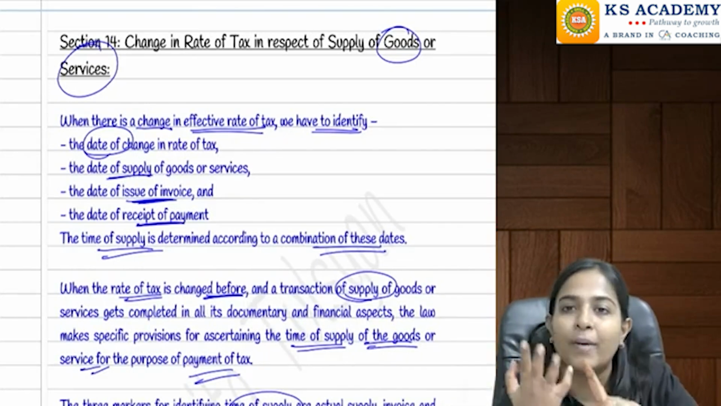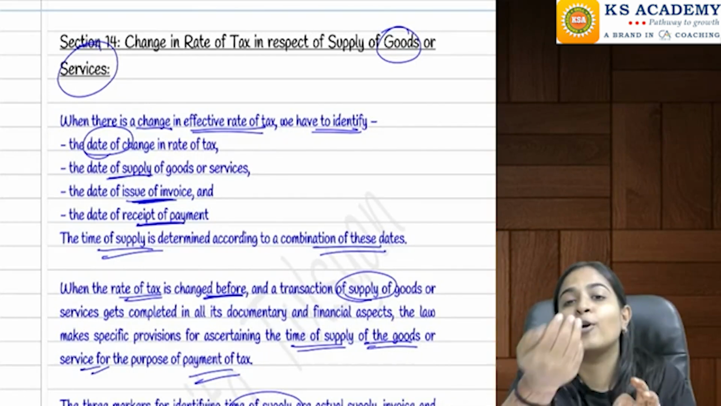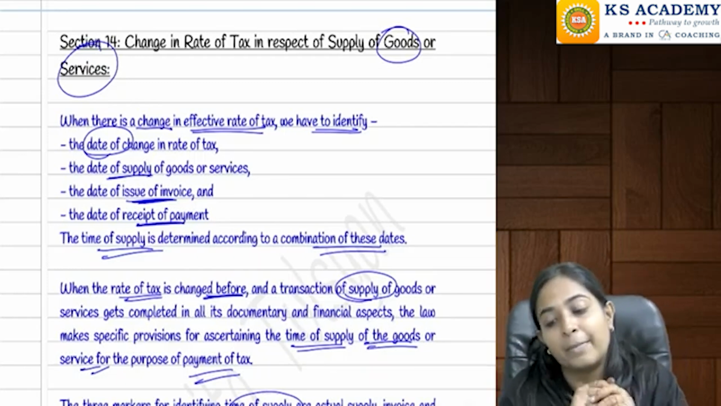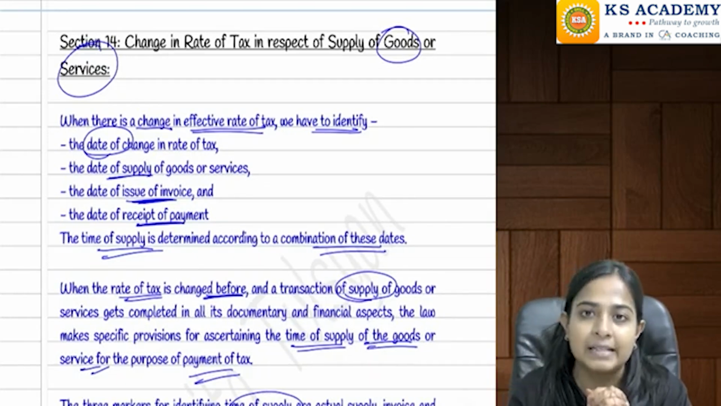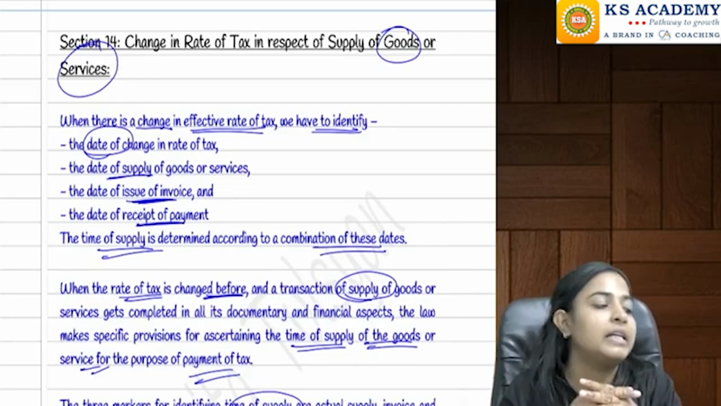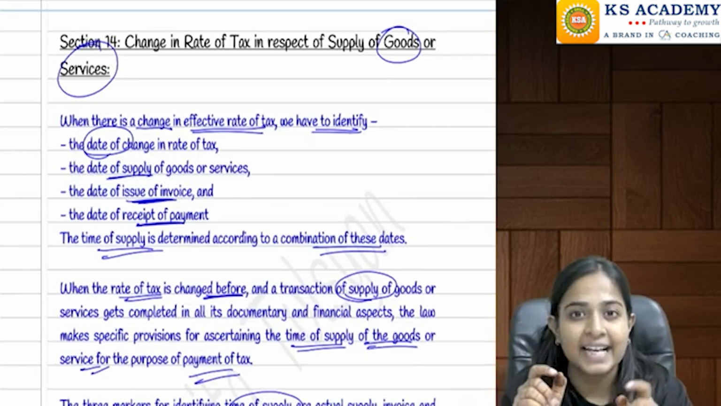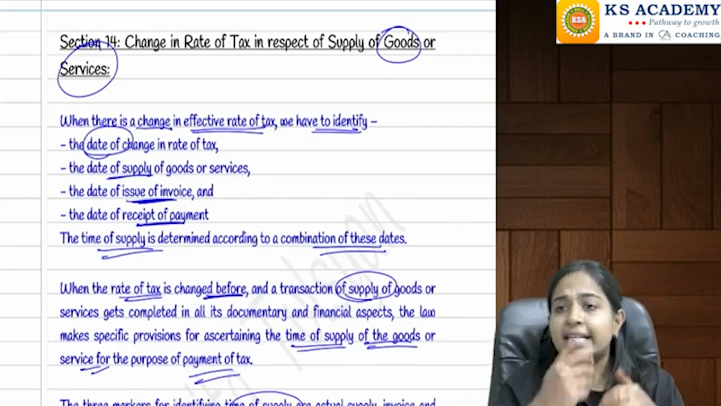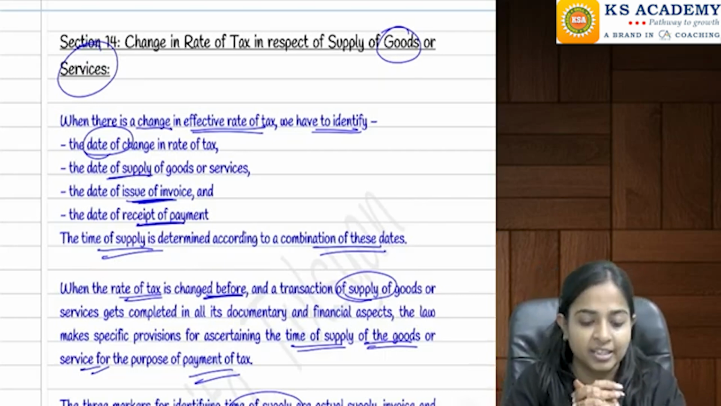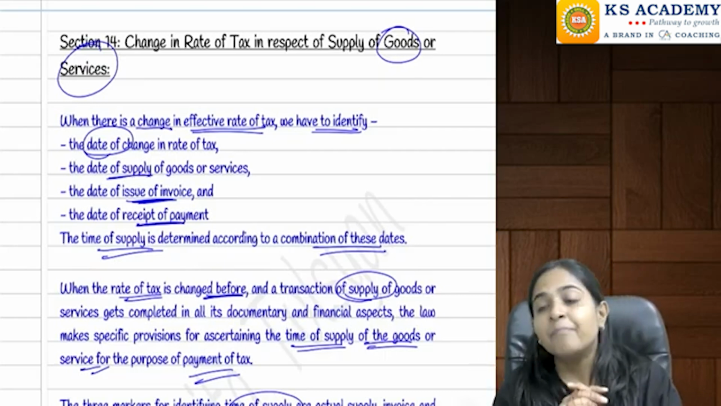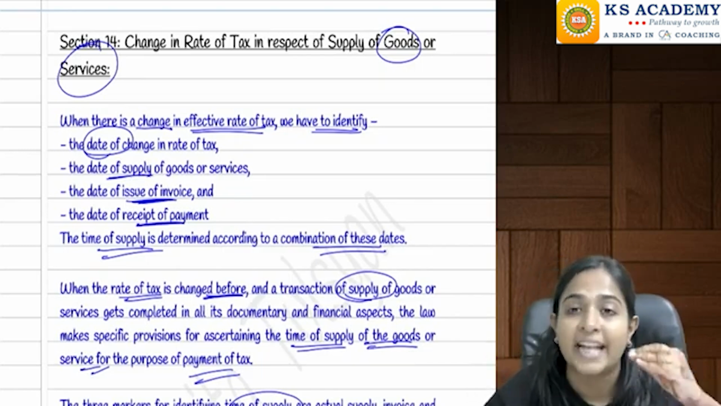Next, I am also required to issue you a tax invoice within the prescribed time. And the next one is you are required to make me the payment. Now let's say in between any of these three dates, if there is any GST tax rate change that is happening, whether increasing or decreasing, either way, then there is a particular method specified under Section 14 for how to calculate the time of supply.